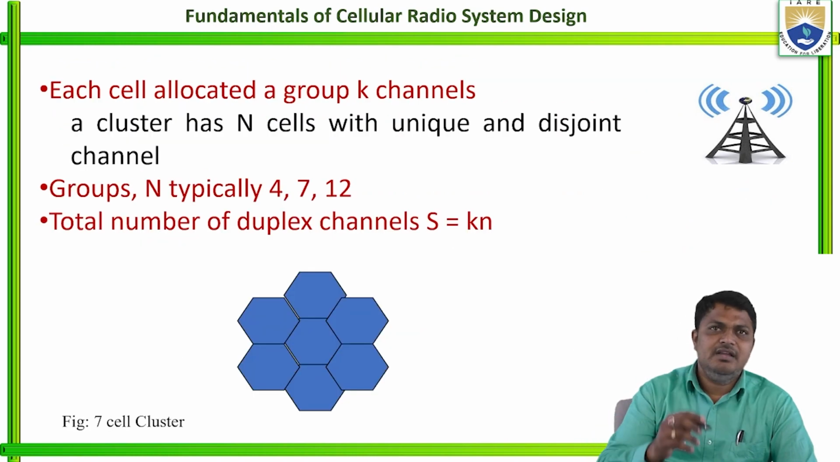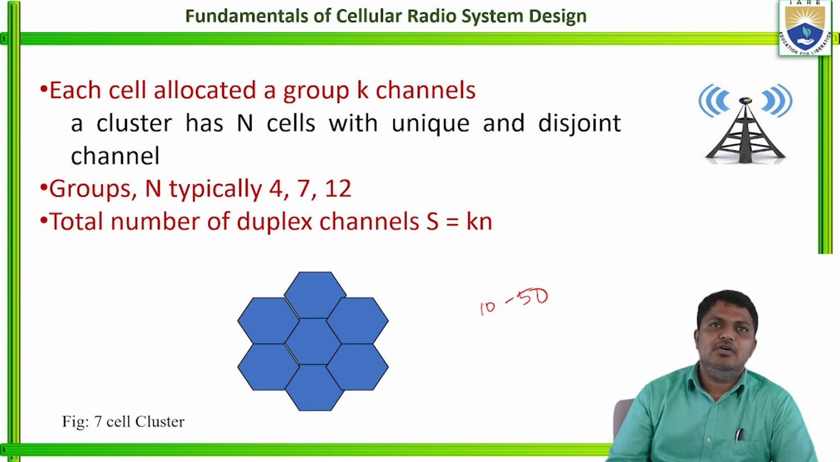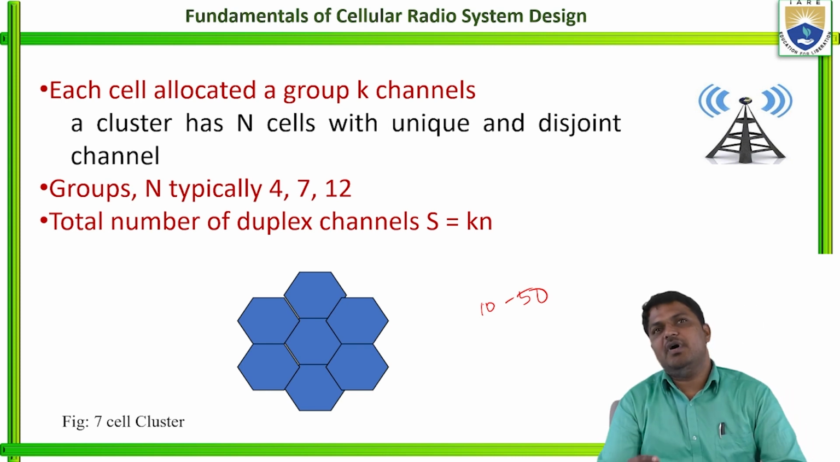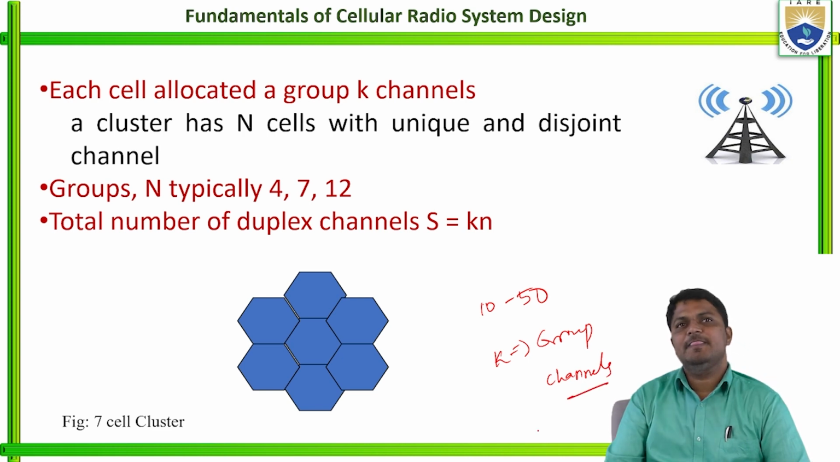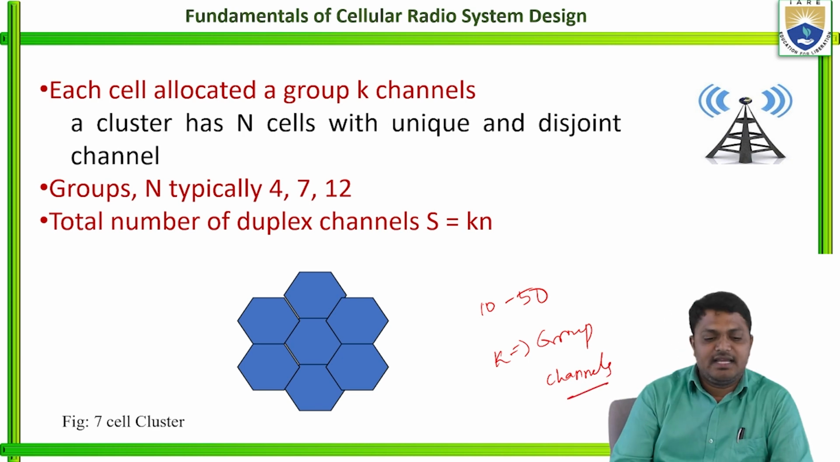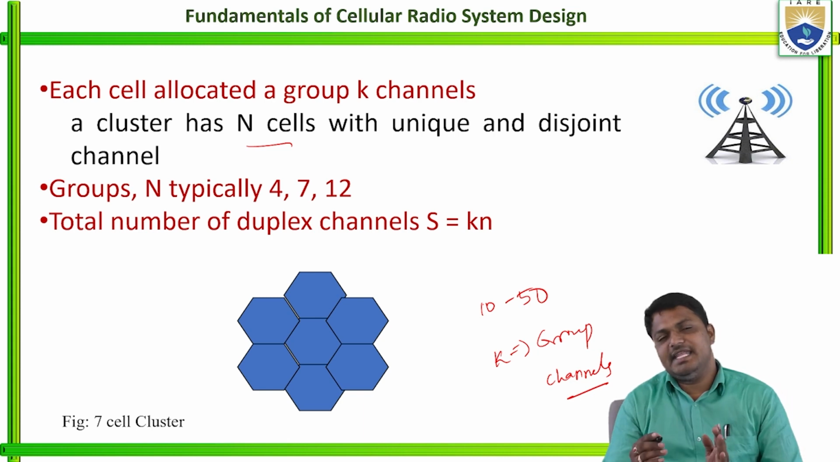We just discussed that each cell has 10 to 50 frequencies. Each cell is allocated a group of K channels, where K is the group of channels. Here the cluster has n cells with unique and disjoint channels. So in frequency reuse we consider a cluster.